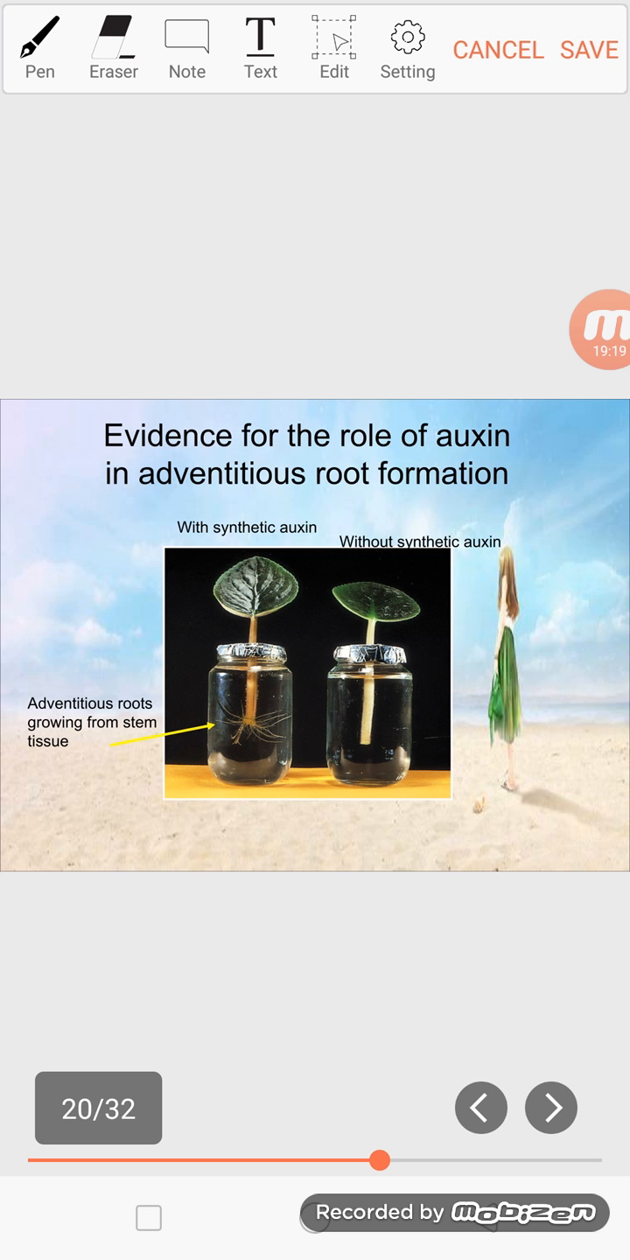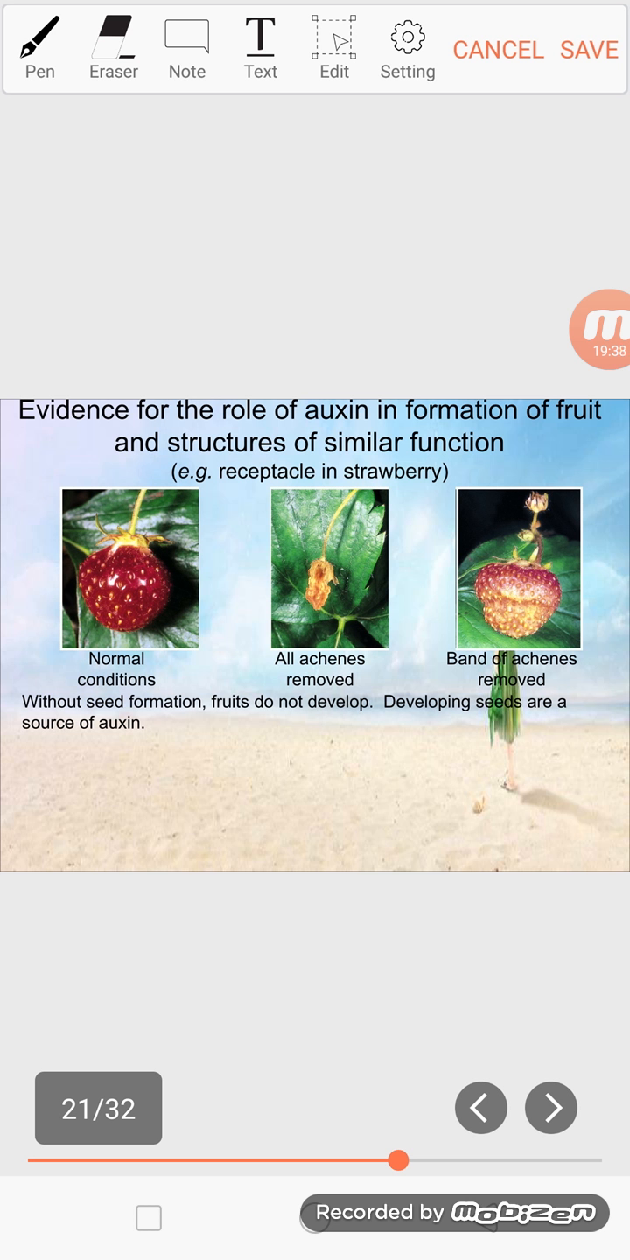Okay, this one is the evidence for the role of auxin in adventitious root formation. Okay. Jadi yang ni nak kata bila ada auxin ni, dia akan membantu pertumbuhan adventitious roots. Sekiranya tiada auxin, dia tiada pertumbuhan adventitious roots. Okay. Evidence for the role of auxin in formation of fruit and structures of similar function.